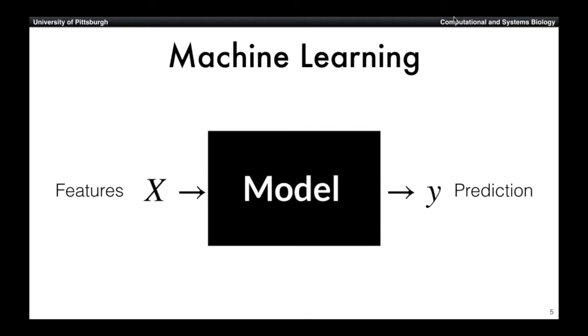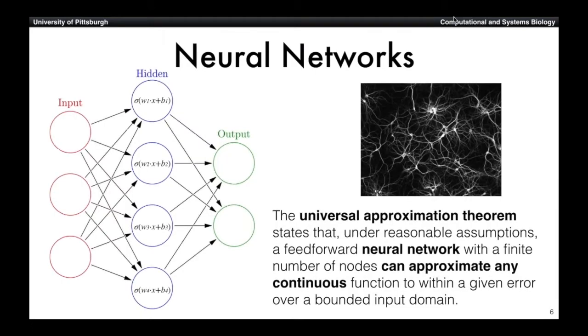This is my slide that describes all of machine learning. You put features into a black box model and you get some prediction. For us, our model is going to be neural networks, which are just a collection of neurons, which are nonlinear functions that take inputs and produce an output. The key thing you need to know about this is how general they are. You can prove that they can approximate any continuous function over a bounded domain. So this is a very general nonlinear model.